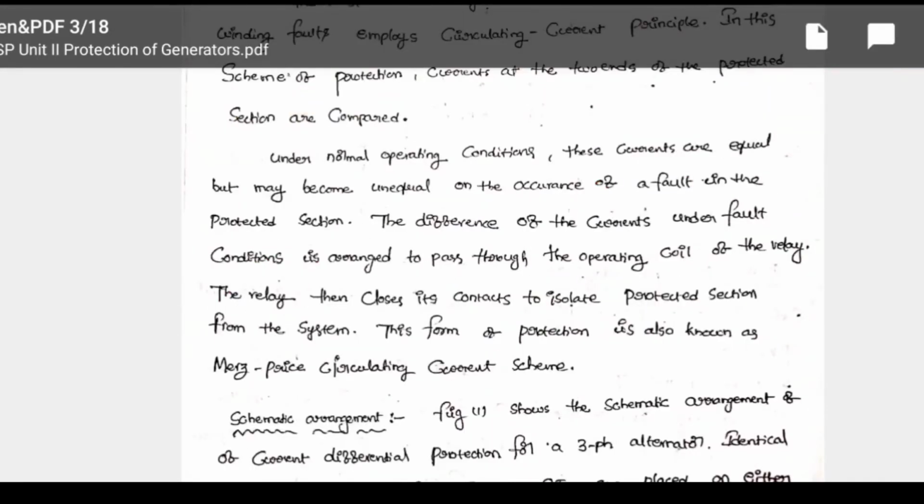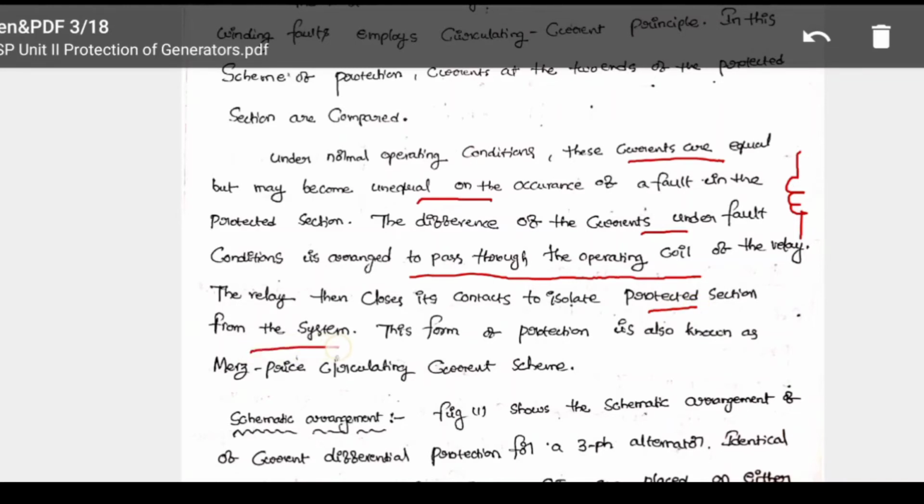Under normal conditions, when there is no fault in the alternator, these currents are equal, but they may become unequal whenever a fault occurs. Whenever a fault occurs, an unequal current will flow, therefore a current will enter the relay coil that will energize or trip the circuit breaker. The difference of currents under fault conditions is arranged to pass to the operating coil of the relay, which is connected between the current transformers. The relay then closes its contact to isolate the protected section of the system.